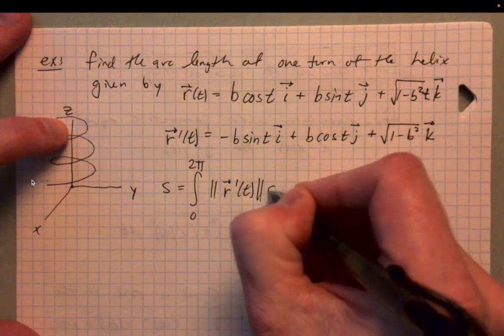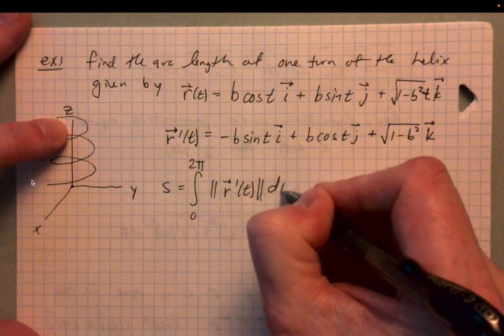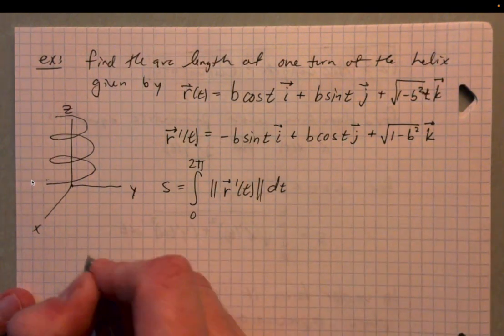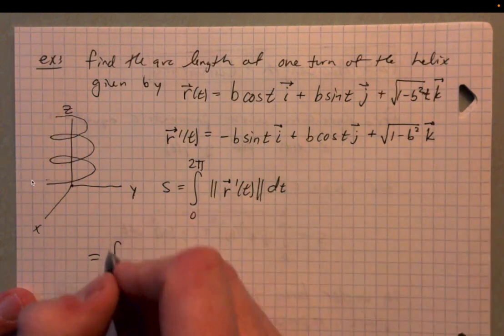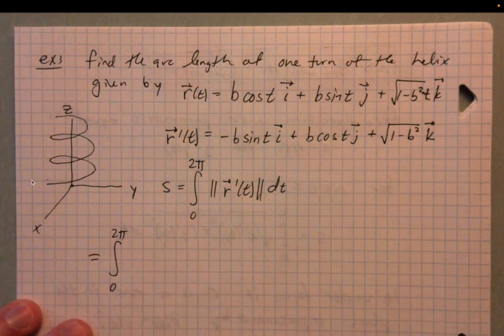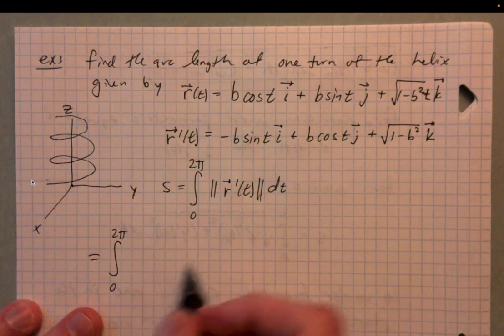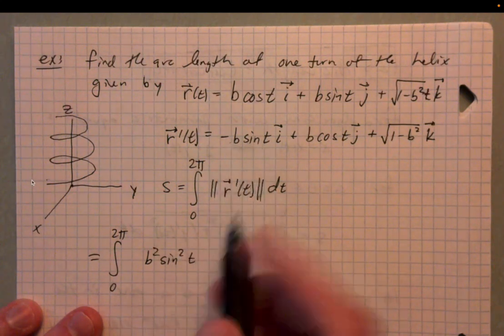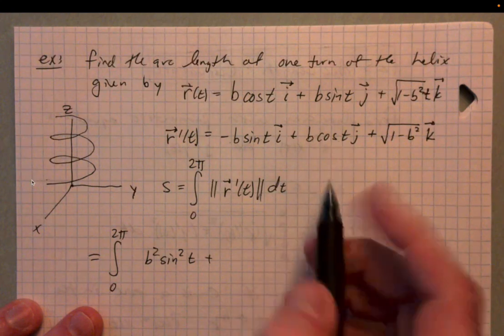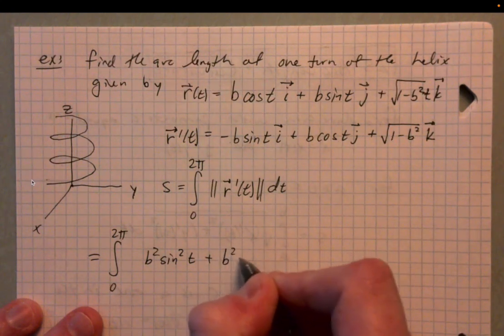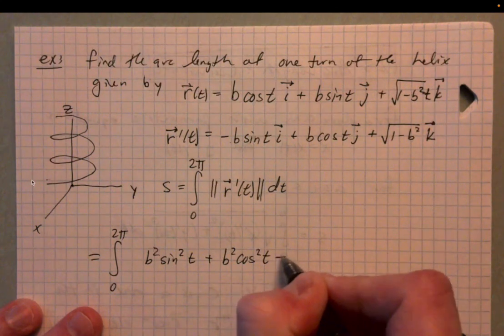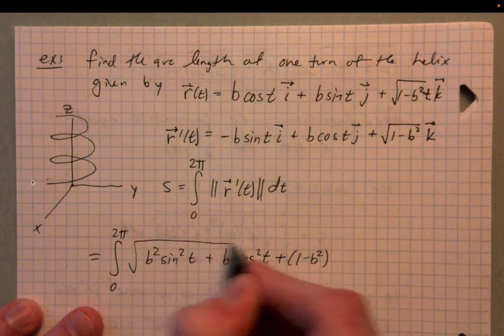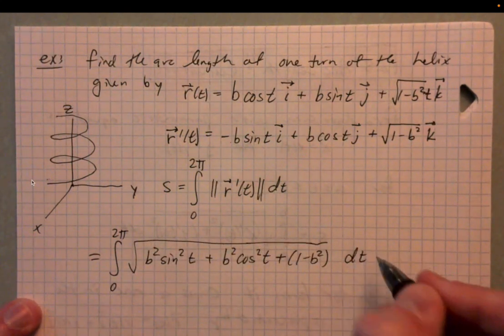now we know that it's the norm of the derivative of r, right? But to do the actual calculation, we're going to have to actually plug in the vector. So the integral from 0 to 2 pi of, it'll be b squared sine squared t, squaring each component, plus b squared cos squared t, plus, and then squaring that, we just get 1 minus b squared, and then the square root of all of that. And then with respect to t, naturally.